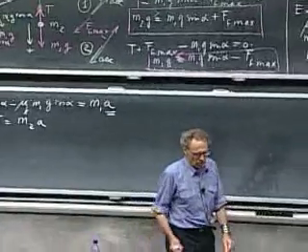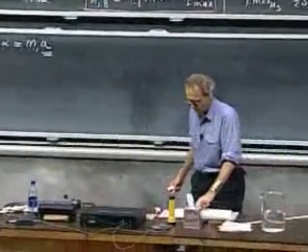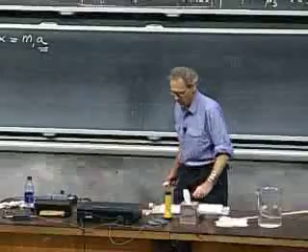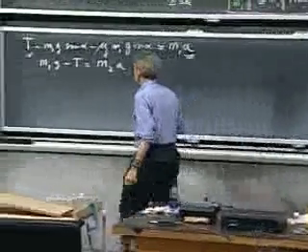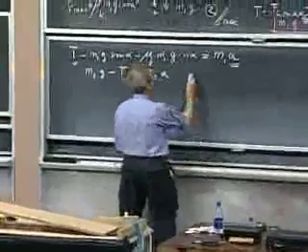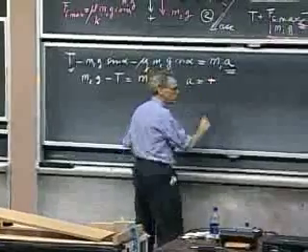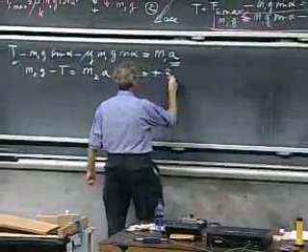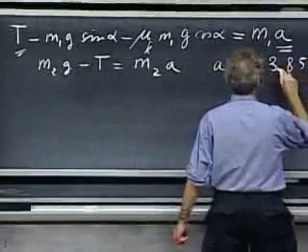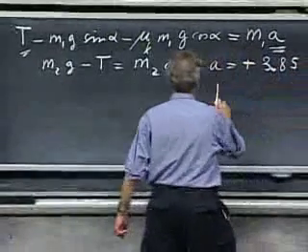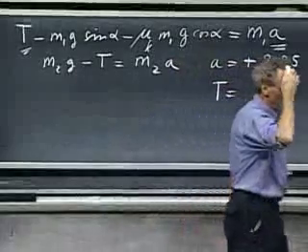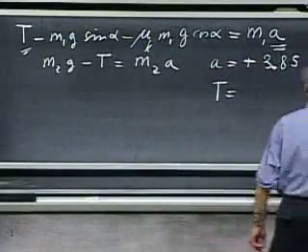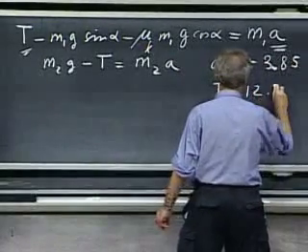It's very easy. You just add them. And I leave you with that. I'll just give you the results. I find that the acceleration, a, equals plus, I think, 3.85. That is correct. Plus 3.85 meters per second squared. And I find that the tension equals 12.3 newtons.